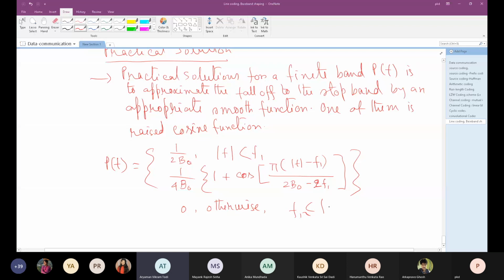So what is the condition for the middle value 1 by 4b0? For mod f less than f1, it is 1 by 2b0, and 0 otherwise. What is the condition for the middle value? Here we have 1 plus cosine coming. In case the cosine becomes 1, in that case it will be 1 by 2b0. So the endpoint boundary conditions are matched. Okay, so that is that.